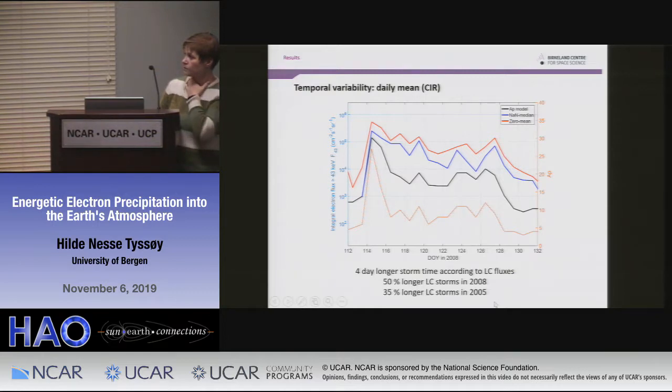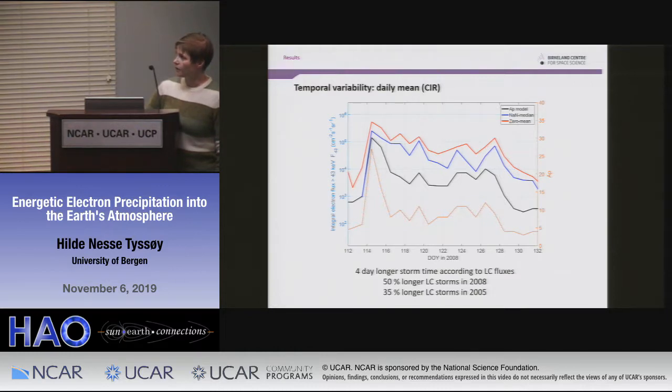Looking at all storms in 2008, the storms based on lost cone fluxes last 50% longer than the storms based on the AP model, and in 2005, 35% longer. We couldn't use 2003 because we need isolated events to find out the length of our storms, and in 2003 there is a new one coming all the time, so it's hard to isolate them.